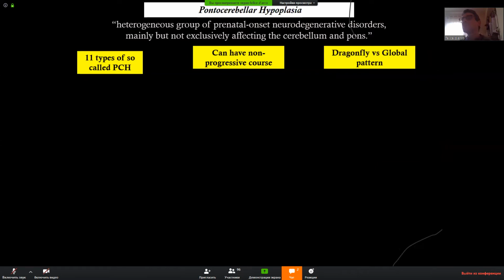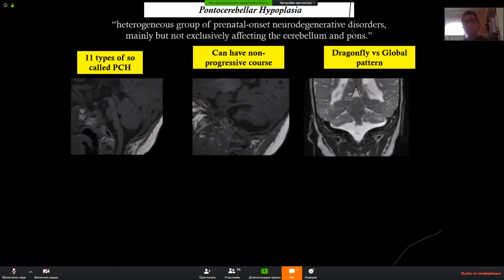The most important thing that you can do as a radiologist is, first of all, identify that this is a pontocerebellar hypoplasia, and then try to distinguish between the so-called dragonfly or global pattern. What is the difference? This is a dragonfly pattern. You see that the vermis is quite normal. The pons is small, but look how atrophic the cerebellar hemispheres are. When you see something like that, you call it a dragonfly pontocerebellar hypoplasia, and you point the clinician toward this direction.